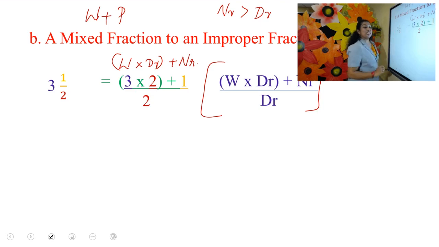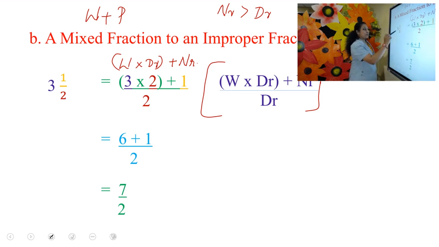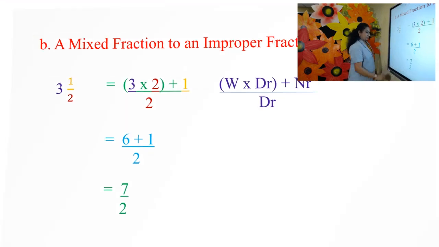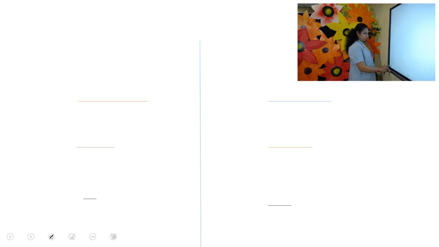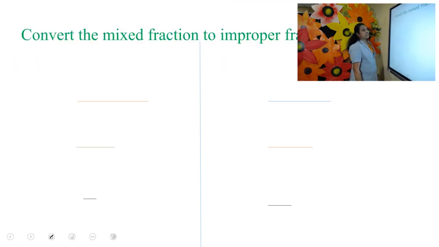Again, what is 3 into 2? 6. 6 plus 1 by 2. That is 7 by 2. Look at this answer. Here numerator is greater than the denominator. So 3 and 1 by 2, when converted to improper fraction, we got the answer as 7 by 2. Convert the mixed fraction to improper fraction.